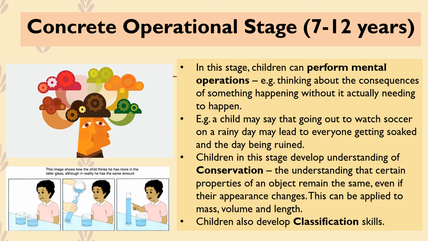Children can also develop classification skills. So classification is to do with how they classify or group or organize information. So being able to say, okay, that's a lion, that's a cat, that's a tiger. They all belong to the cat family. So that's something that children can start to do. And again, this is something that's also promoted through what they learn at school.